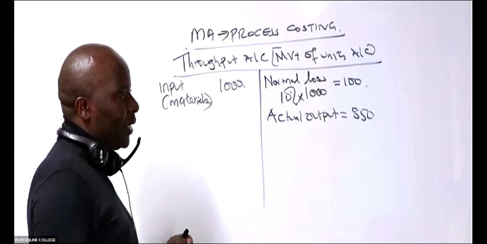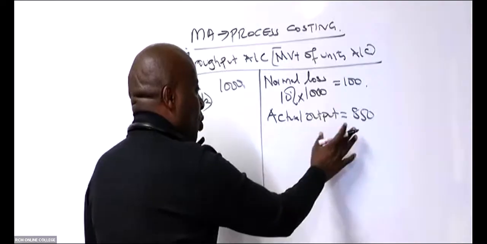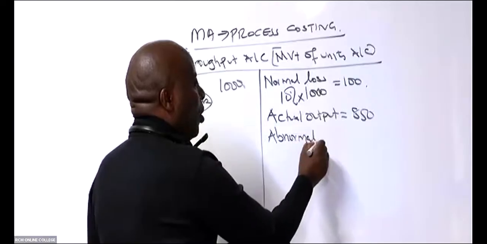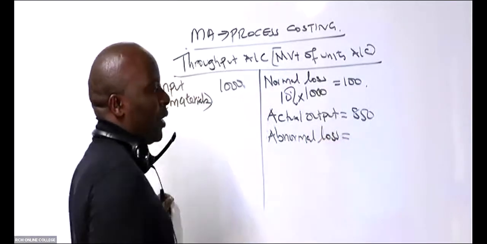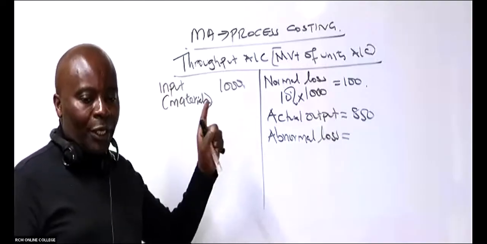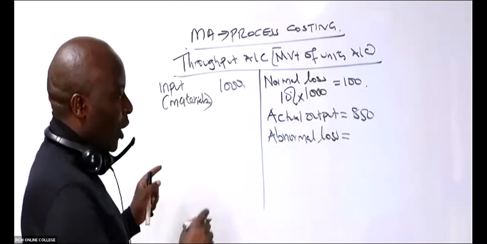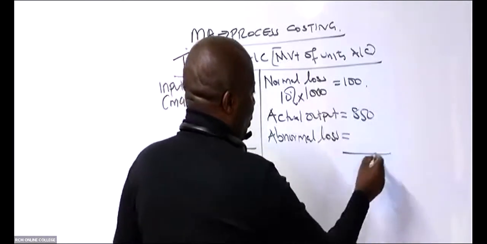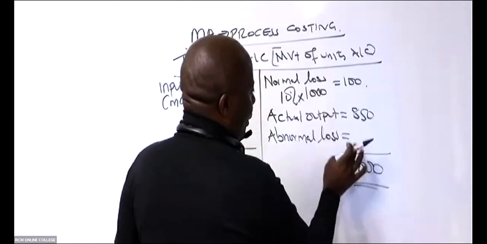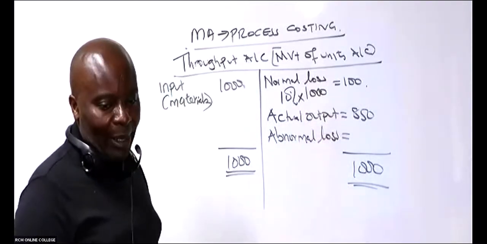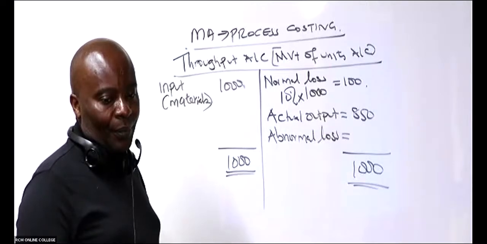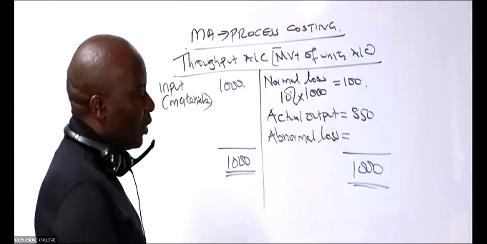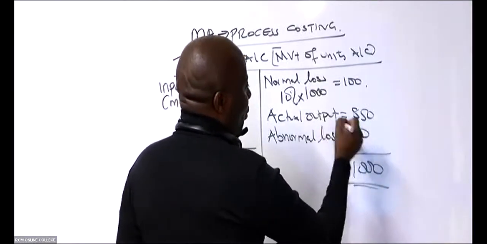We said, please balance this account. And if the balancing figure goes to the credit, we call it an abnormal loss. So I'll go to the credit because I can see this is 1,000. So 1,000 minus this will end up giving me how much? 50. Thank you very much. Not 50 bob, 50 units.